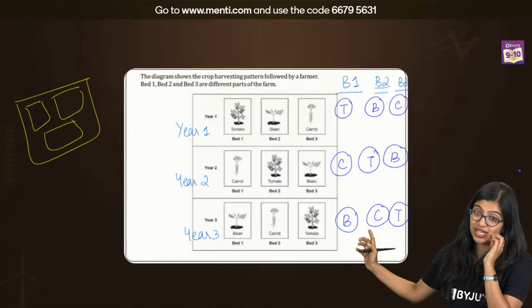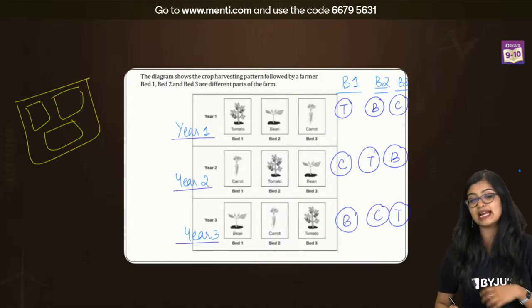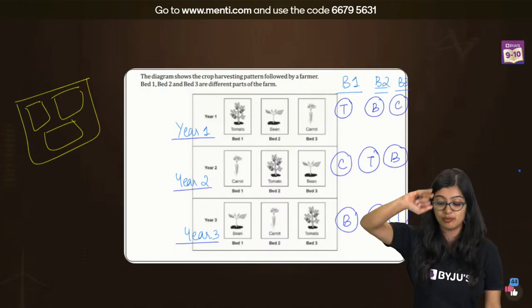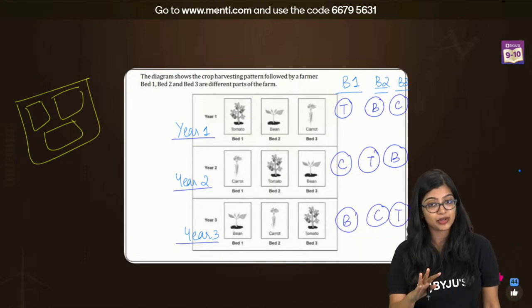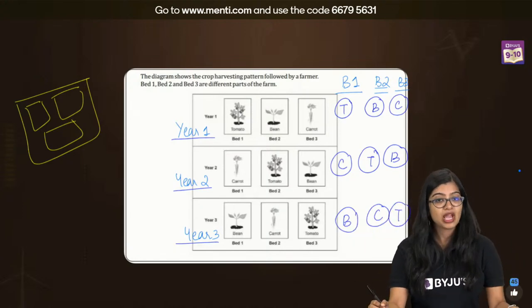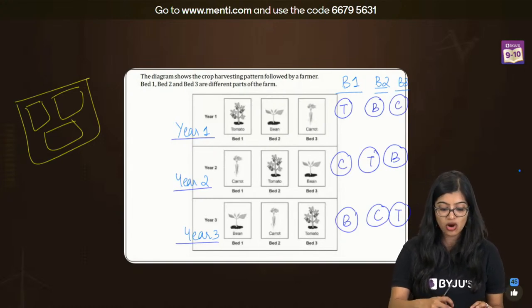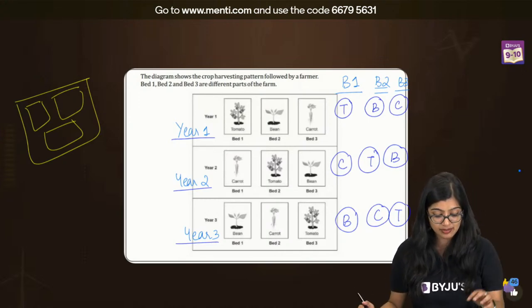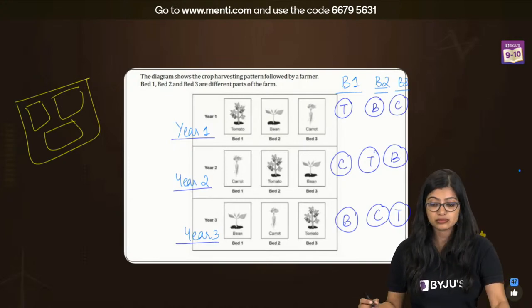So this is what the question is telling us, right? There are 3 beds in a land and they are growing tomato, bean, and carrot in an alternating manner, okay? So this is the question. Are we all clear with this particular question? Yes, give me a thumbs up on the chat very quickly if you are clear with it.